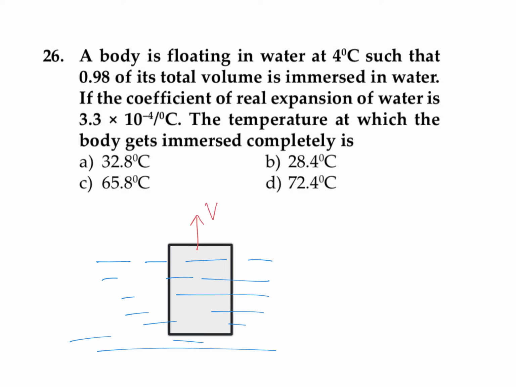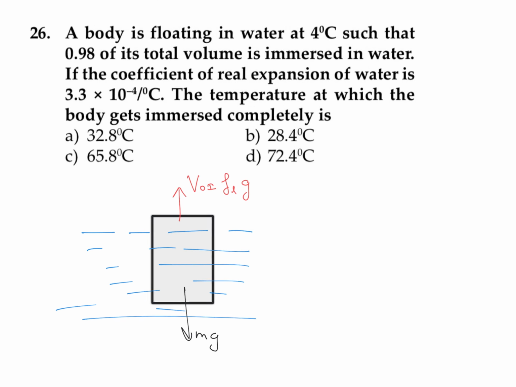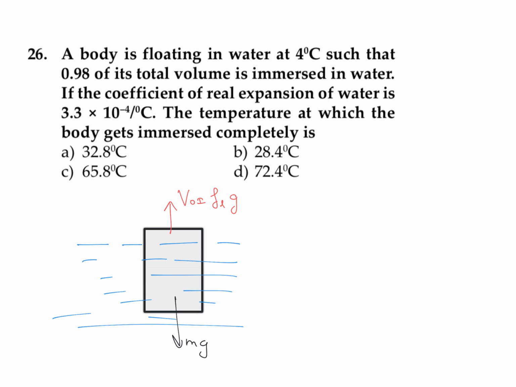The equation for buoyant force is volume of object inside the liquid into density of liquid into acceleration due to gravity. Other than that, the weight of this object, mg, acts in the downward direction. Now in the question it is given that the coefficient of real expansion of water is 3.3 into 10 raised to minus 4, meaning the coefficient of cubical expansion, gamma, is 3.3 into 10 raised to minus 4. We are to find the temperature at which the entire object gets immersed in water.